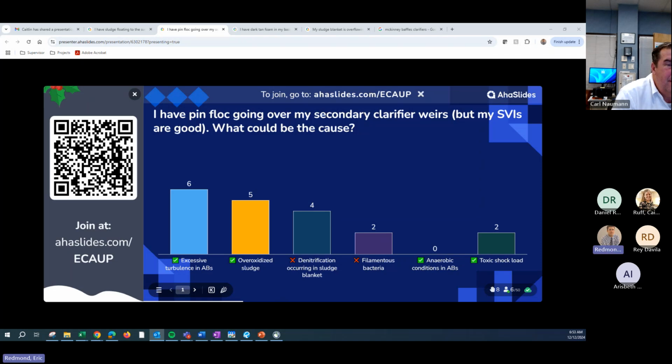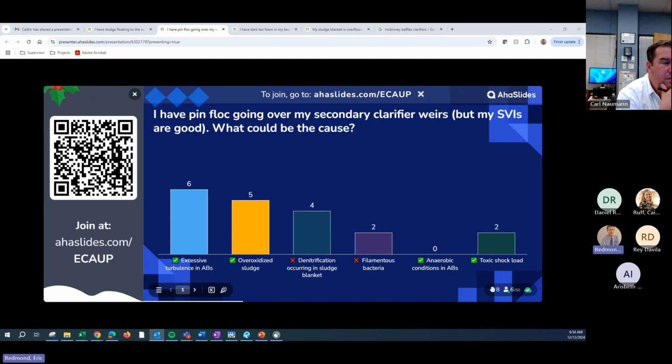Denitrification in the sludge blanket is going to cause floating, but it's not going to cause pin flock. And generally if you see the floating, it's like a big blob that comes up. Now, when that blob falls apart, maybe there's some pin flock there. But generally, denitrification isn't going to cause it.